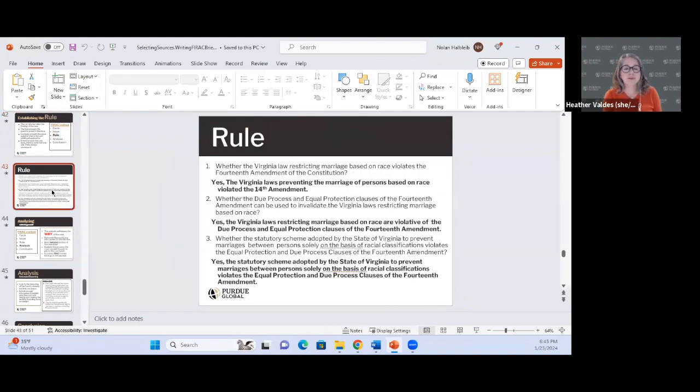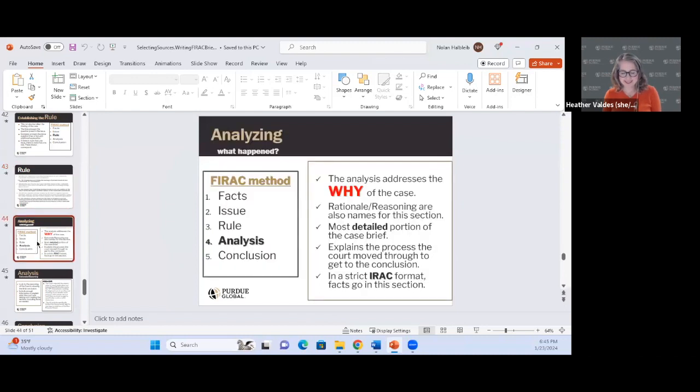Here are rules that go along with our issue questions for this case. You can see how they parallel each other. Next slide, Professor Nolan. Thank you.